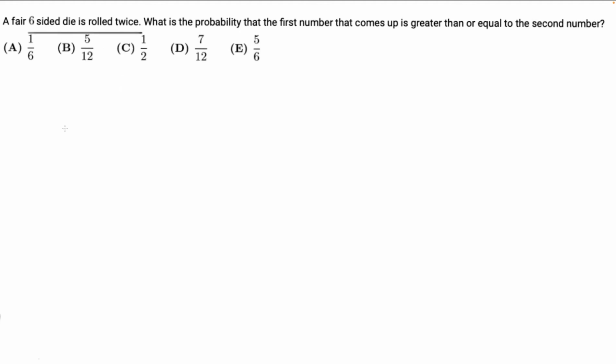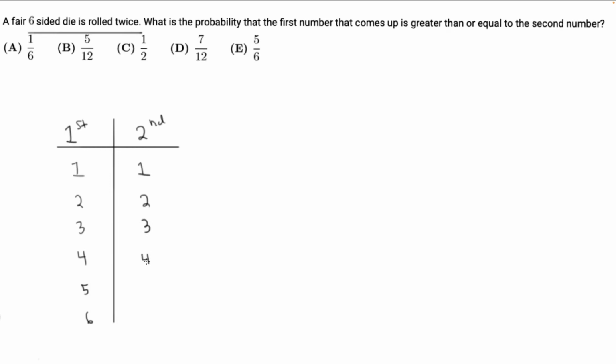So we can have two columns where this is the first roll and this is the second roll. In the first roll column we have the six-sided dice, so we have the numbers 1, 2, 3, 4, 5, and 6. And in the second column we have the numbers 1, 2, 3, 4, 5, and 6. So it's asking for the probability that the first number is greater than or equal to the second number.